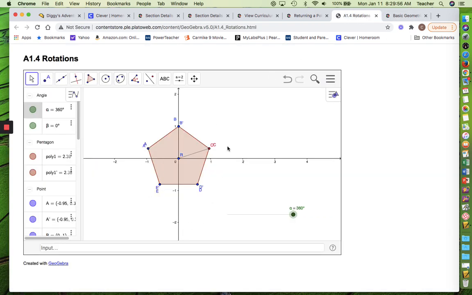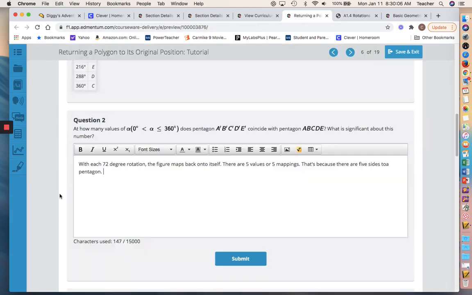Regular means that all 5 sides are the same. All 5 angles were 72. So a regular figure is one where all the sides are the same and all the angles are the same. And yeah, that does make a difference.